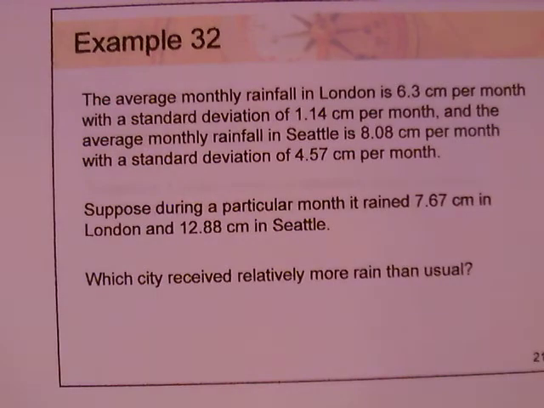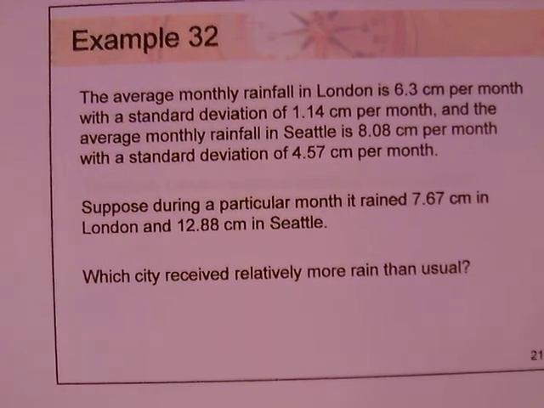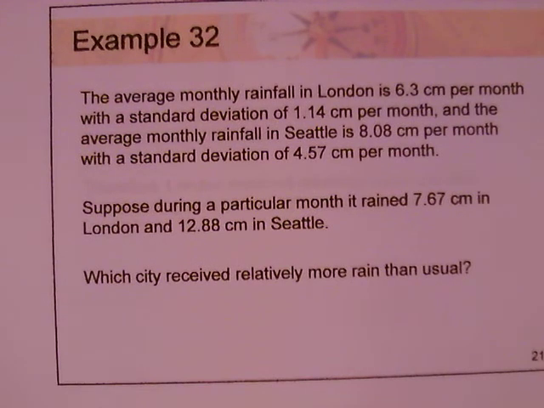So in this example, the average monthly rainfall in London is 6.3 centimeters per month with a standard deviation of 1.14 centimeters per month, and the average monthly rainfall in Seattle is 8.08 centimeters per month with a standard deviation of 4.57 centimeters per month. Suppose during a particular month it rained 7.67 centimeters in London and 12.88 centimeters in Seattle. Which city received relatively more rain than usual?